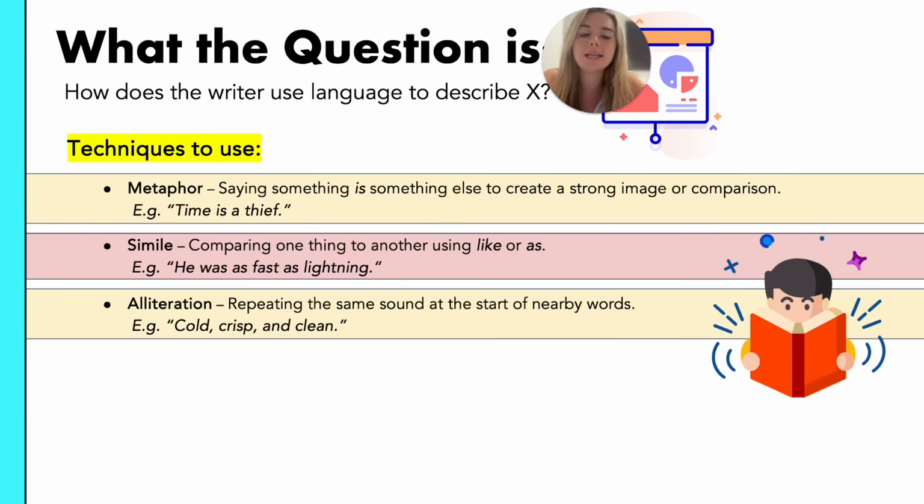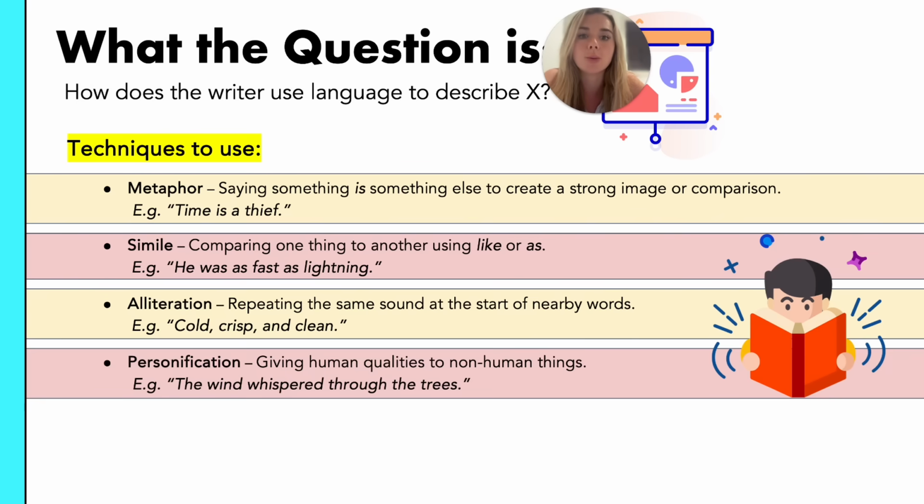Alliteration, again, another easy one that you can pick out, is repeating the same sound at the start of nearby words. Cold, crisp, clean, the CCC, that is alliteration. So again, looking at these techniques that are easy to spot, because that is what's going to actually help you in the exam. And then personification is giving human qualities to non-human things. So for example, the wind whispered through the trees. A wind can't whisper. Whispering is a human trait, so therefore that is personification.